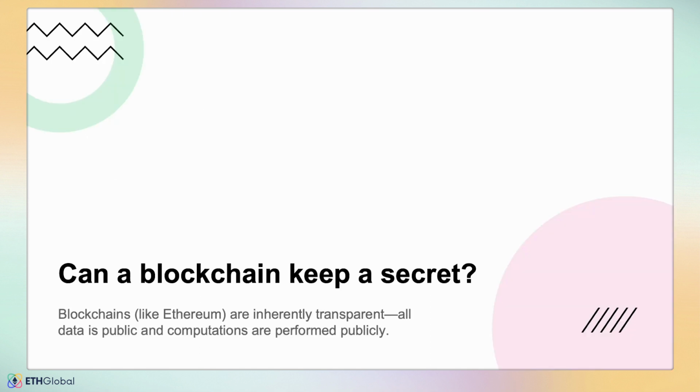Blockchains like Ethereum are inherently transparent, meaning that all data is public and computations are performed publicly. One of the main questions we want to ask ourselves in this presentation is, can a blockchain keep a secret? And the answer is yes, especially with fully homomorphic encryption.